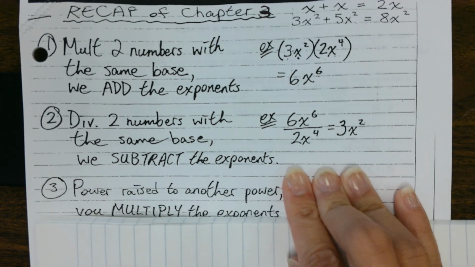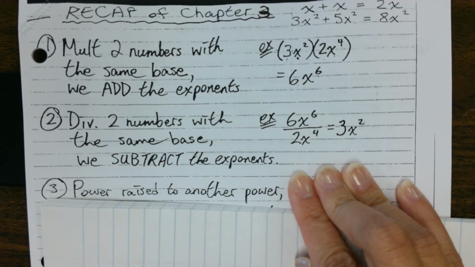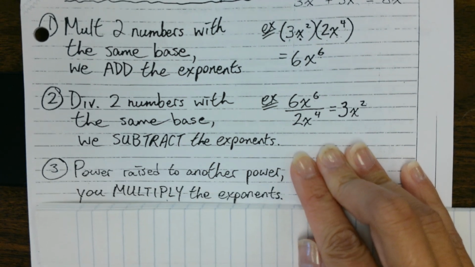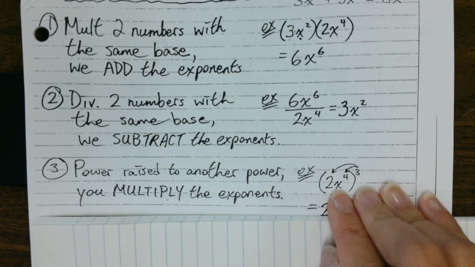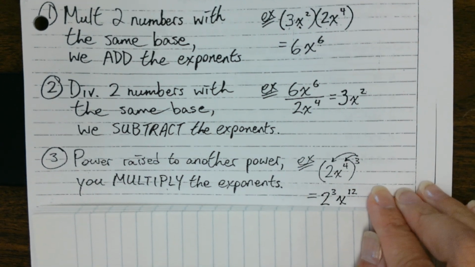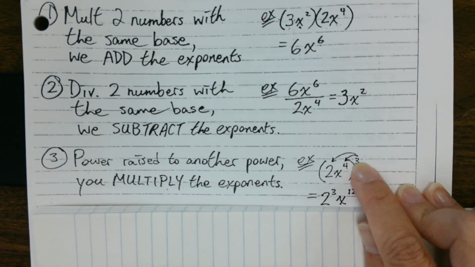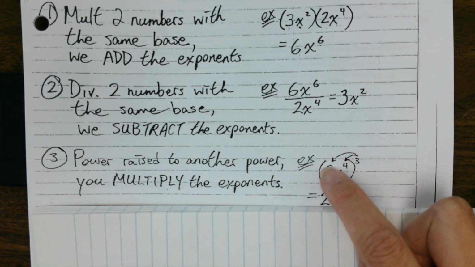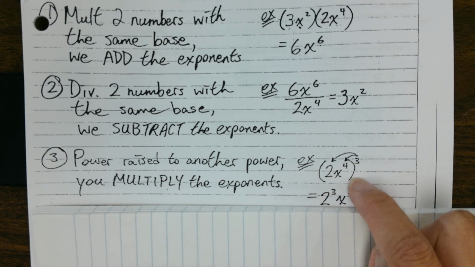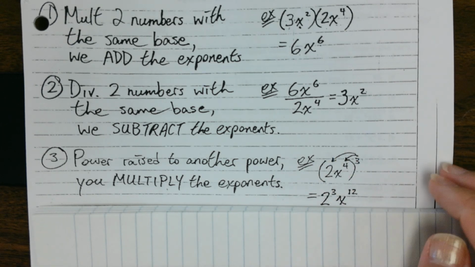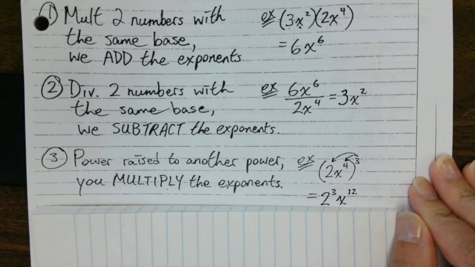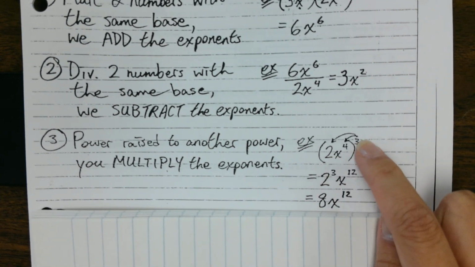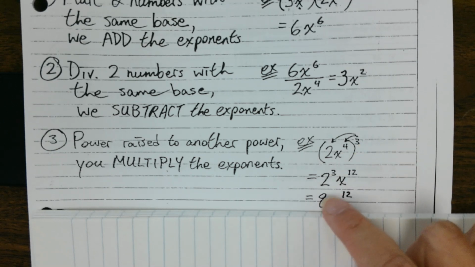Okay. What if you raise a power to another power? You multiply the exponents. So in this case, the 4 and the 3, when you times it, you get the 12. But don't forget, if your coefficient is inside the bracket, then you have to apply the exponent to the coefficient as well. So then in this case, 2 is also raised to the 3. So 2 times 2 times 2 gives you the 8.